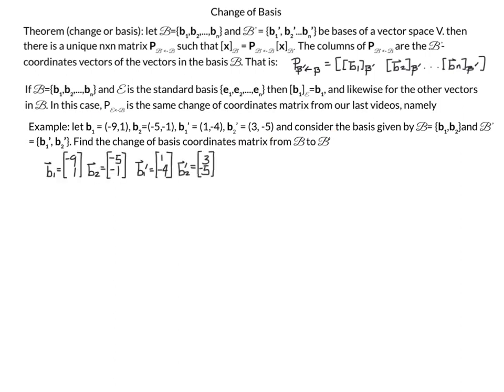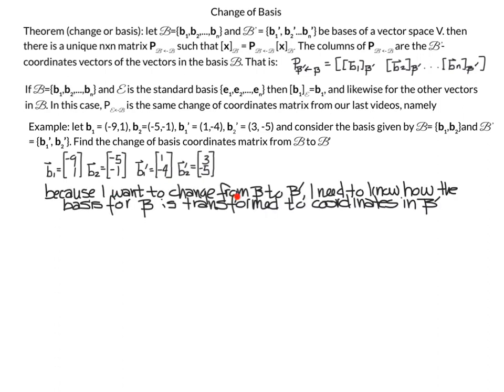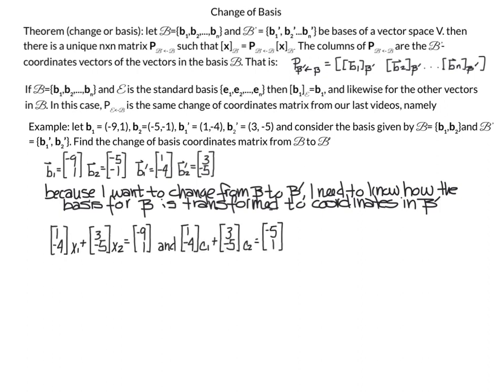First, I just wanted to write my two bases in vector form and column form. So b1 is negative 9, 1, b2 is negative 5, negative 1. b1 prime is 1, negative 4, b2 prime is 3, negative 5. Because I want to change from B to B prime, that's our problem, I need to know how the basis for B, these two, b1 and b2, is transformed to coordinates in B prime. To do this, I need to write my basis vectors, my b1 and b2, in terms of B prime.